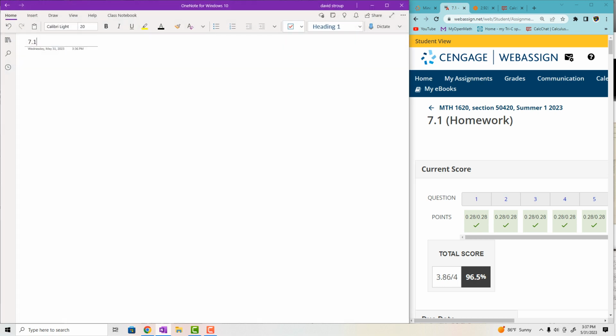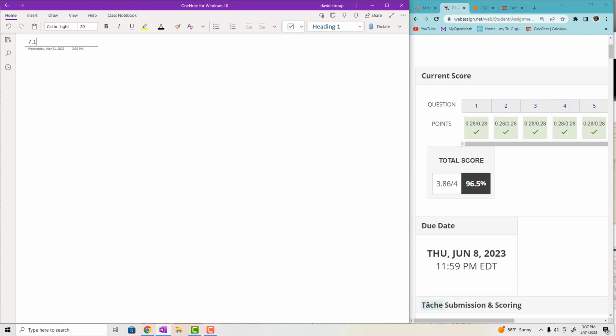Hi, welcome back. This is now section 7.1 in Math 1620, and we want to take a look at finding the area between curves. So the theory is fairly simple.